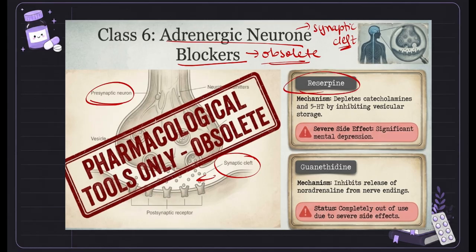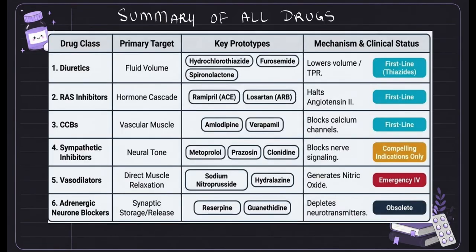Reserpine is the first. Its mechanism is to deplete catecholamines. Those are stress hormones like dopamine and adrenaline. It does this by inhibiting their storage. The reason it's obsolete is its severe side effect. It causes significant, debilitating mental depression. The second is guanethidine. Guanethidine inhibits the release of noradrenaline from nerve endings. It's completely out of clinical use today. The severe side effects vastly outweigh any blood pressure benefit.